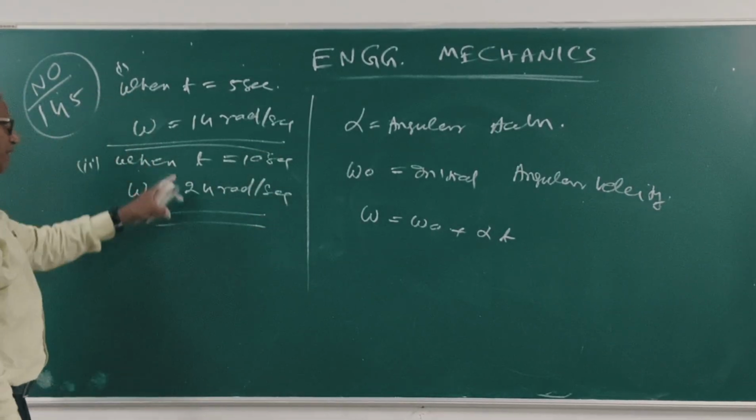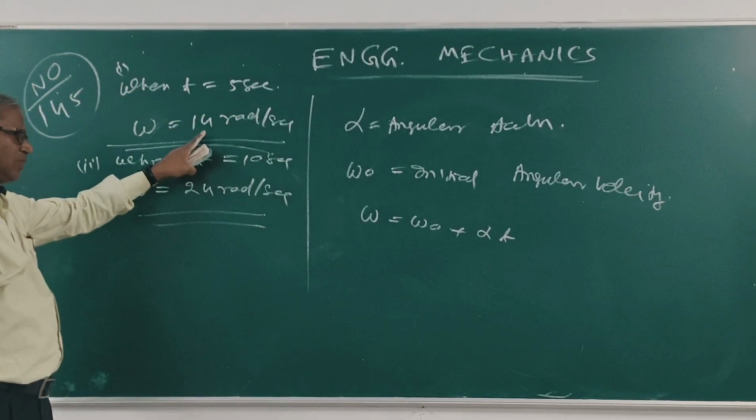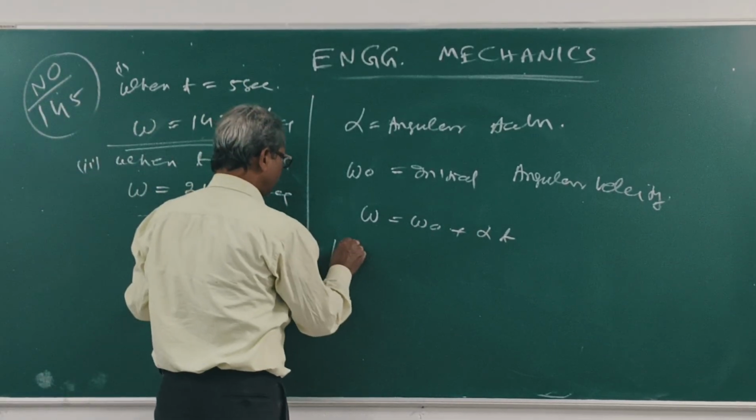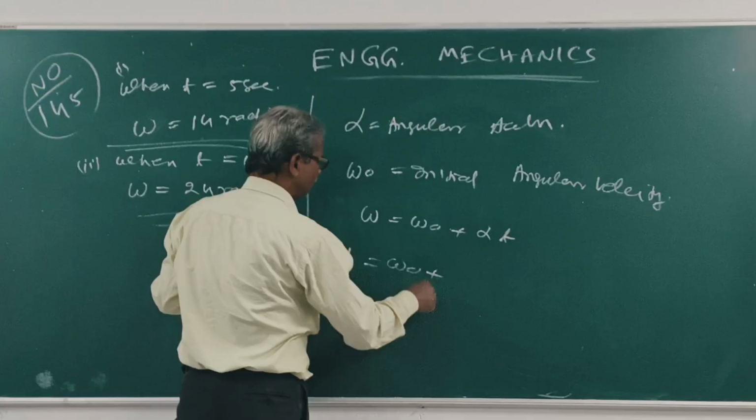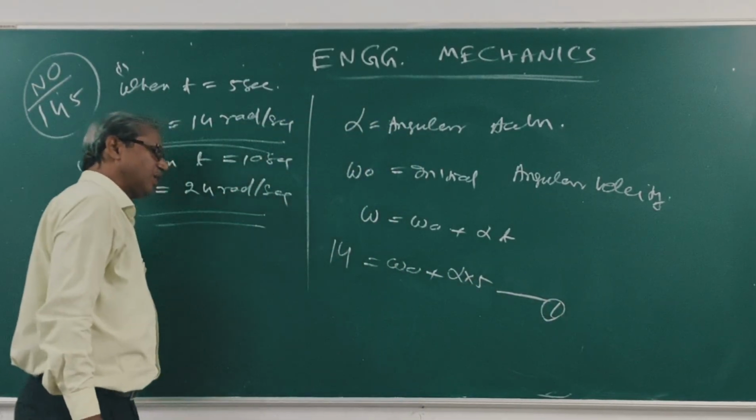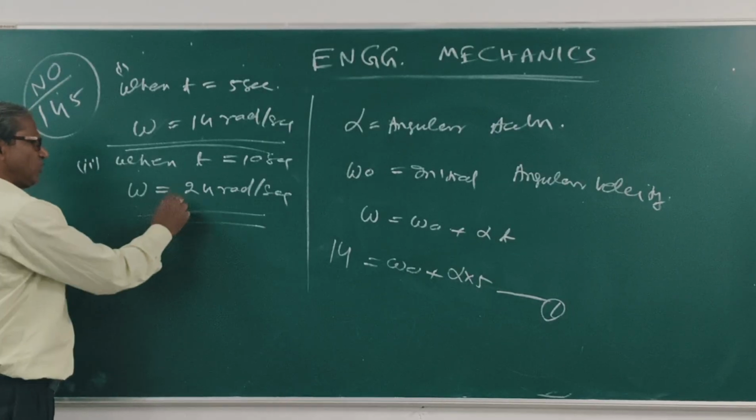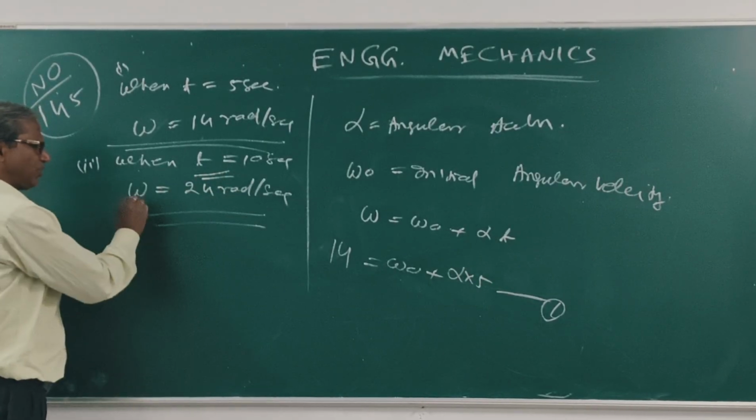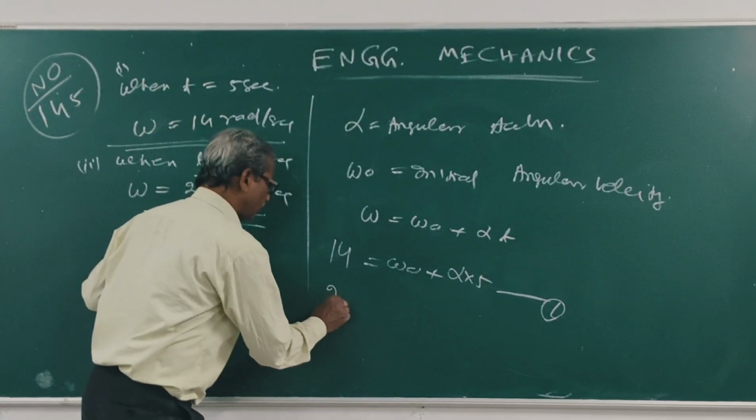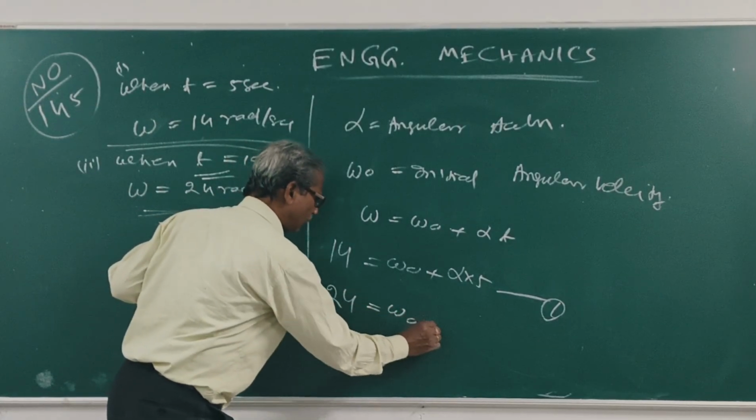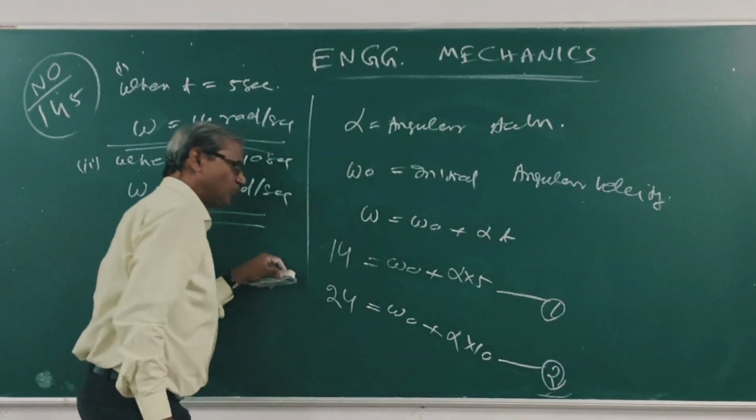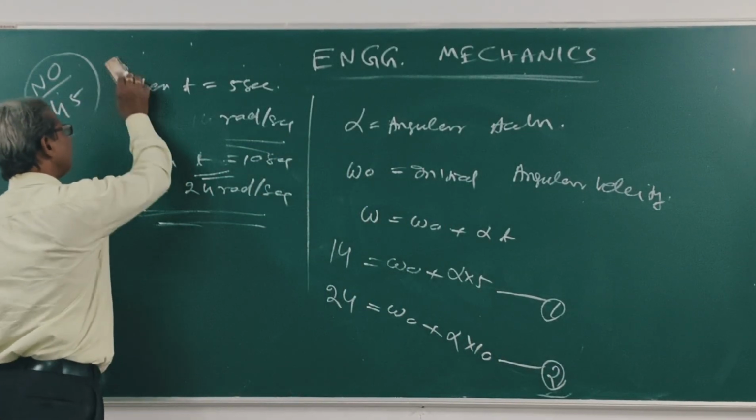So, when t is equal to 5 seconds, omega is equal to 14 radian per second. So, 14 is equal to omega 0 plus alpha into 5, equation 1. Case 2, when t is equal to 10 seconds, what is omega equal to? 24 radian per second. So 24 is equal to omega 0 plus alpha into 10, equation 2. Clear?